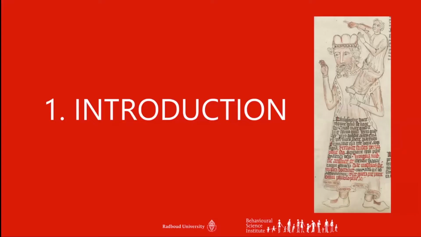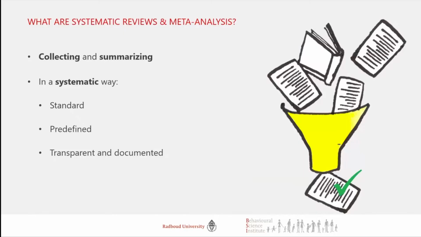Okay, now going to what systematic reviews are. They're basically collecting and summarizing all studies on a given topic in a systematic way. What do we mean by systematic way? You follow standard procedures, you follow predefined criteria, and everything is transparent and documented. So if another researcher wants to do the same review, if they follow your steps, they should get the same hits, they should get the same results.